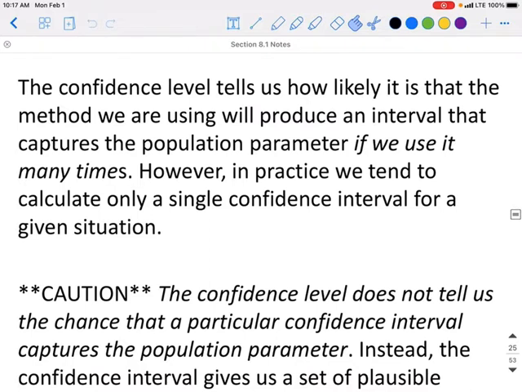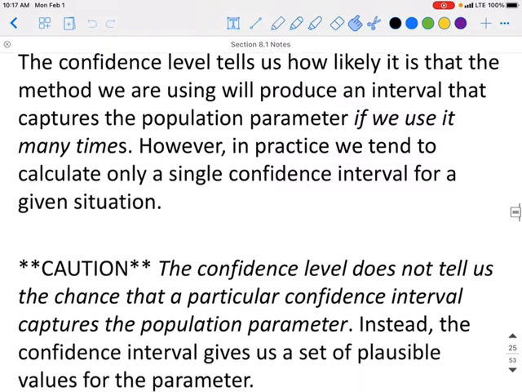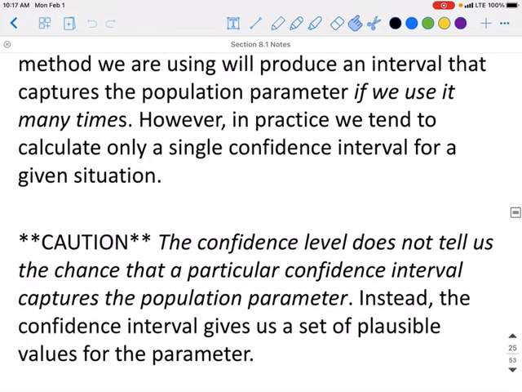The confidence level tells us how likely it is that the method we are using will produce an interval that captures the population parameter if we use it many times. However, in practice, we tend to calculate only a single confidence interval for a given situation. You do need to be cautious. The confidence level does not tell us the chance that a particular confidence interval captures the population parameter. Instead, the confidence interval gives us a set of plausible values for the parameter itself.